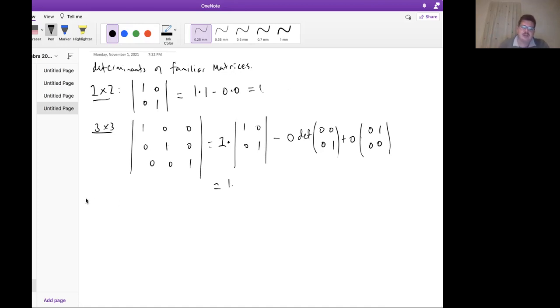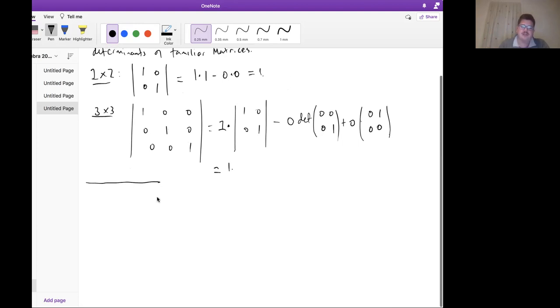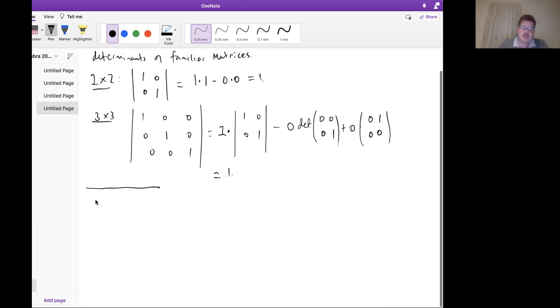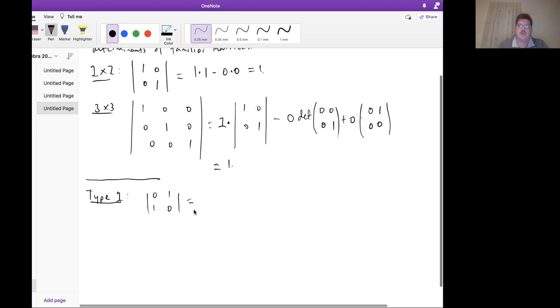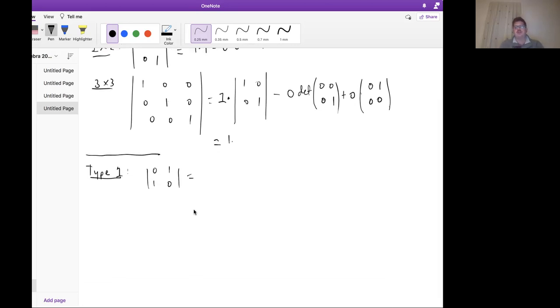Okay, so let's do some other familiar matrices. Let's do the row swap for type 2, or for 2 by 2. Okay, what's the determinant here? Good. 0 minus 1, it's -1.